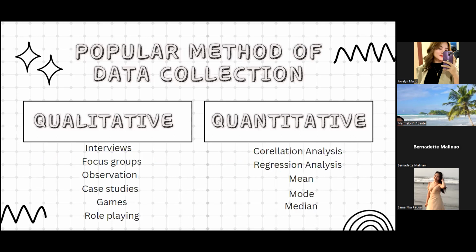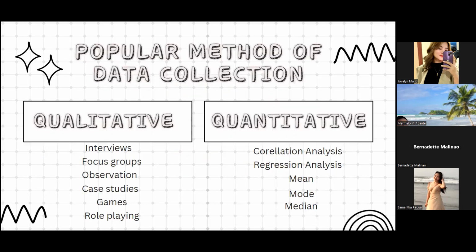So, there are popular methods of data collection that we can use. In qualitative, they are interviews, focus groups, observation, case study, games, and role-playing. While in quantitative, they are correlation analysis, regression analysis, mean, mode, median, which, as long as there is a formula, can be expressed numerically or in a graph.